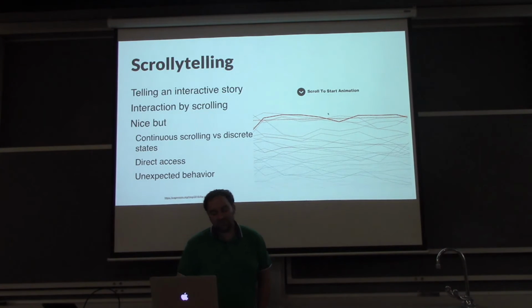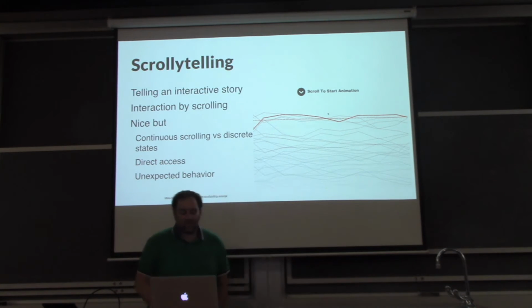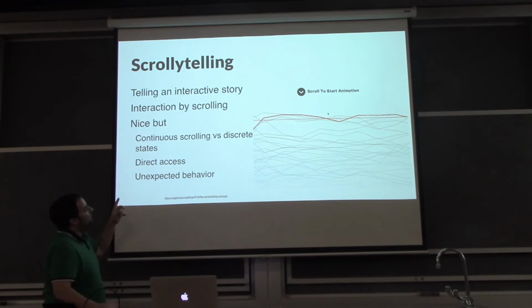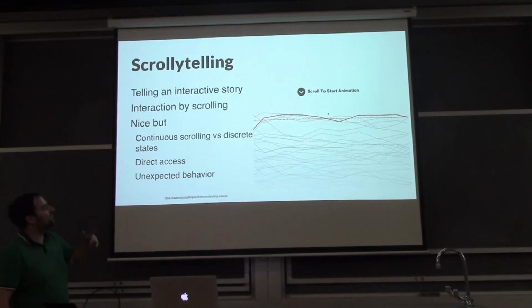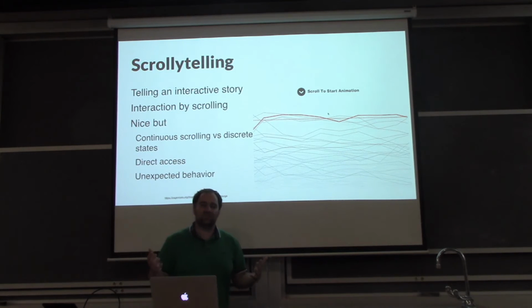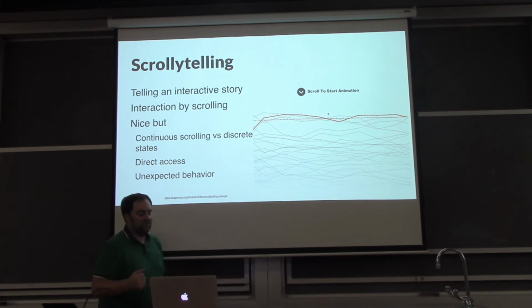Scrollytelling is something some people like and some people dislike. It has some disadvantages. It is cool, people like it, your users will like it, but you have to worry a little bit about continuous scrolling versus discrete states. Sometimes you want to transition between discrete states, and maybe a continuous operation is not the most intuitive here.